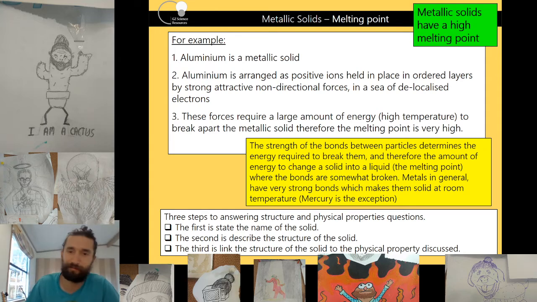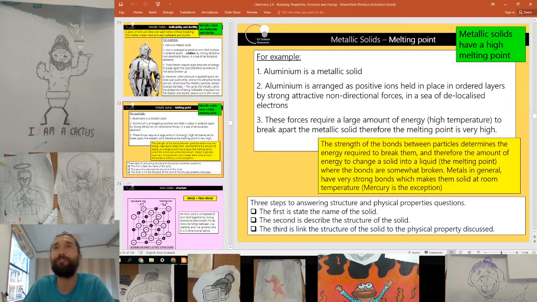I'll look into why that is. I don't actually know why that is, but there's probably a scientific explanation out there somewhere. But yeah, the main thing to say is metallic substances have high melting points because of their strong attractive forces between particles.